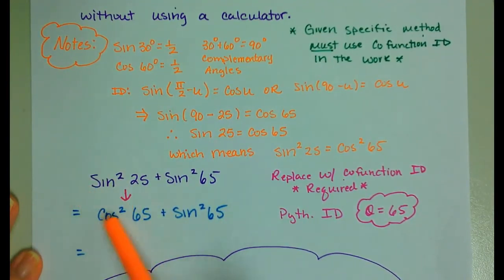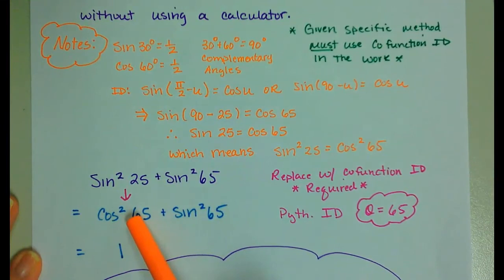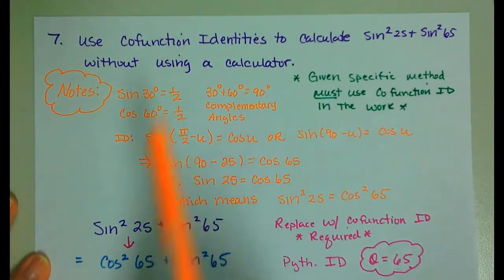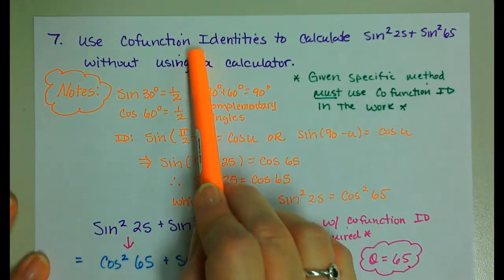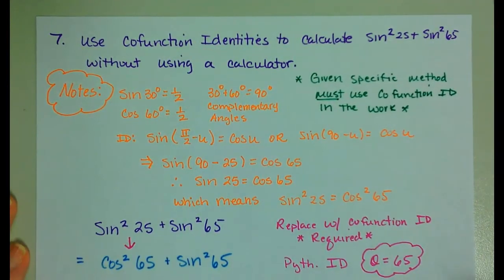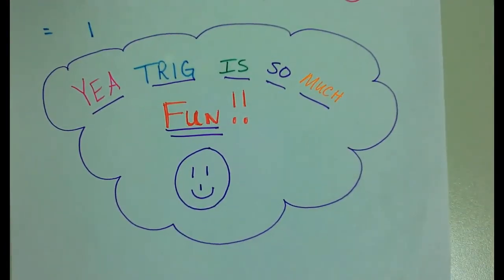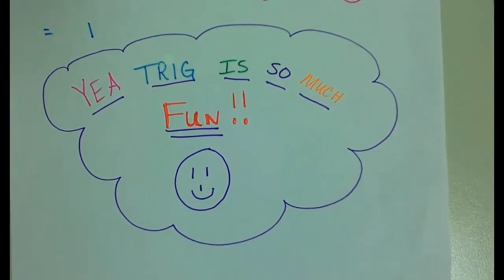So I use my cofunction identity here for my replacement, and then I use my Pythagorean identity here to get to my solution. But you would definitely have to show the cofunction substitution to receive credit for a problem like this because it gave you that specific instruction right here. So please pay special attention to the details so that you don't miss things unnecessarily. And woohoo, yay, trig is so much fun. It's kind of like a puzzle.